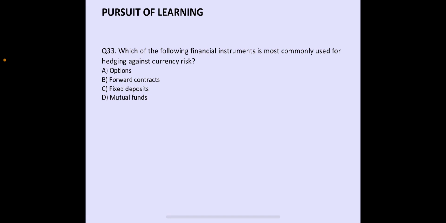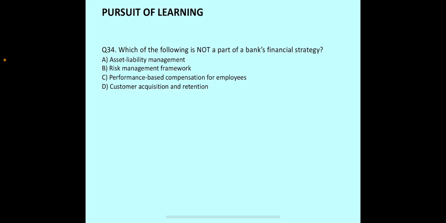Option B. Next question is which of the following is not a part of a bank's financial strategy? Option A asset liability management, risk management framework, option C performance based compensation for employees, option D customer acquisition and retention.